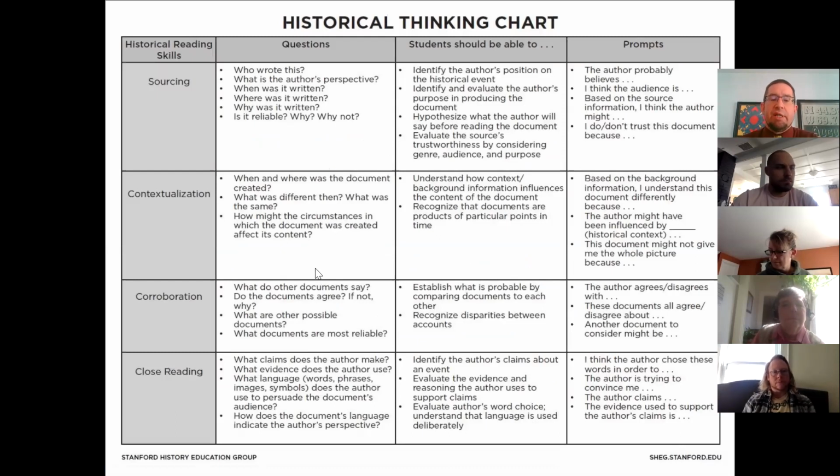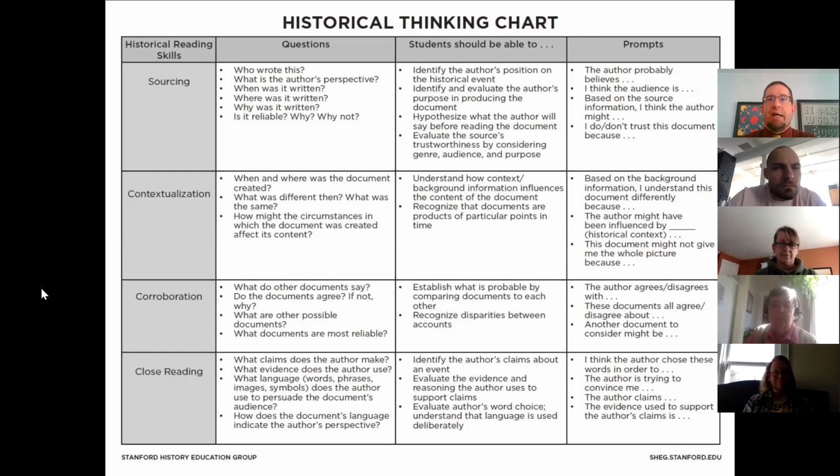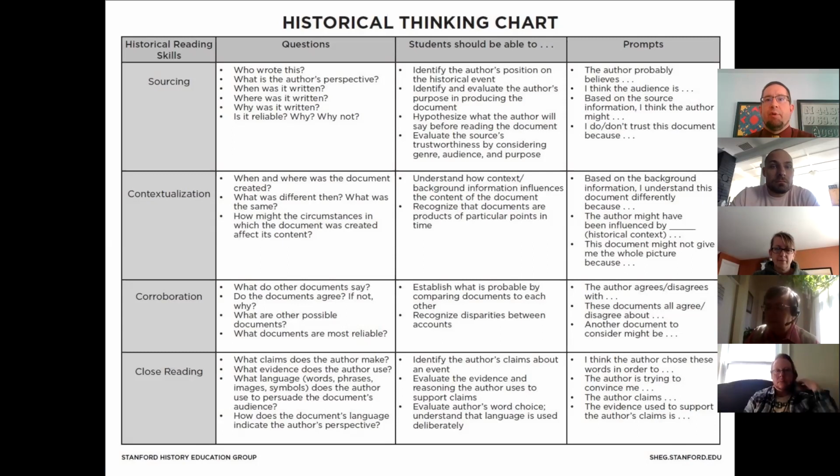We talk about sourcing a document, contextualization, corroboration, and close reading. When you give kids information, a textbook, a secondary source, or in today's stuff, primary sources, these are the skills they need to be able to do to handle those sources. And what I really love about this chart is it gives you the first column, what the skill is, the second column, what's the question you should be asking kids. If you want kids to be sourcing a document, they should be able to answer who wrote it, what is the perspective, when, where, why, and is it reliable?